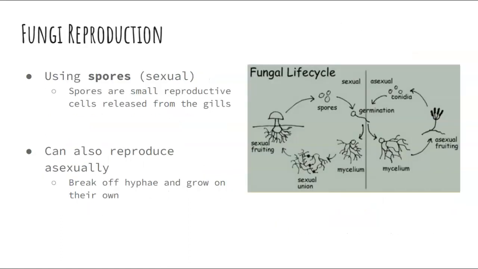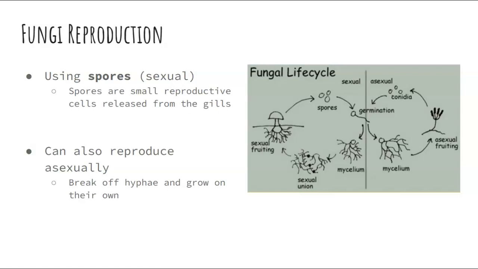And reproduction. They can reproduce sexually or asexually as well. Pretty common is sexually by using spores. They're reproductive cells that are released from the gills, which is the underside of a mushroom. It would be found under the cap of the mushroom. And they're released, you know, from wind or water or animals or whatever it may be. And those spores land in the dirt, and then they can germinate, and then they'll grow their own mycelium. And, you know, they'll meet up with another spore, sexual union, and then they continue to make new fungi. That would be sexual reproduction.